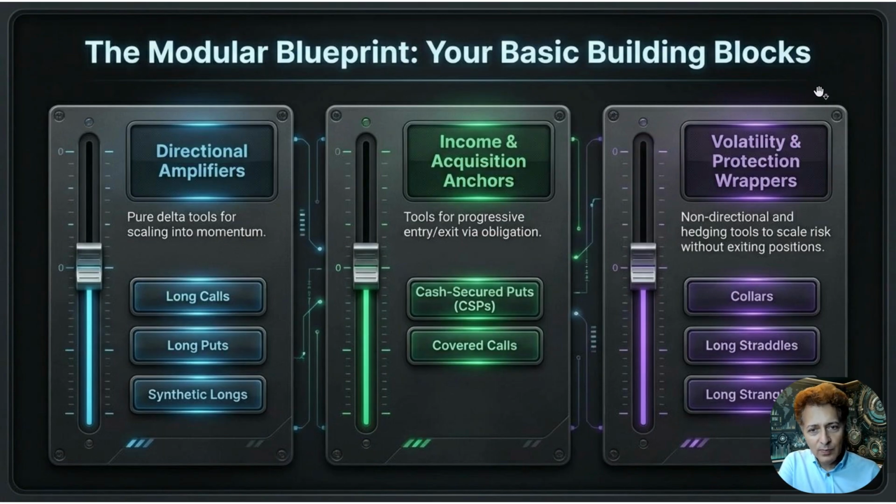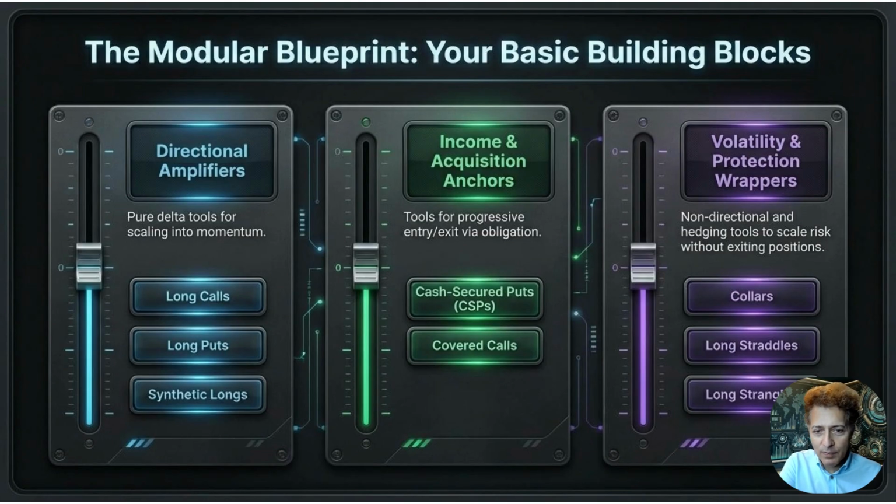So we're going to have multiple building blocks. We, of course, need to understand what each option strategy is for. So we have our directional amplifiers. That's when we want delta. So how do we get delta? If we want positive delta, we buy calls. If we want negative delta, we buy puts. Another possibility, if you want to be long or equivalent to a stock position, is to do your synthetic longs.